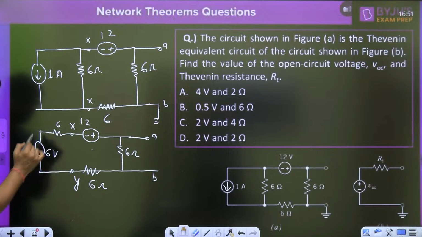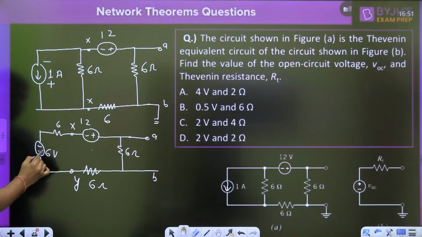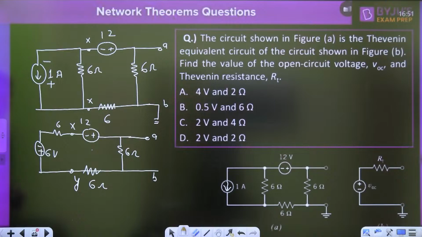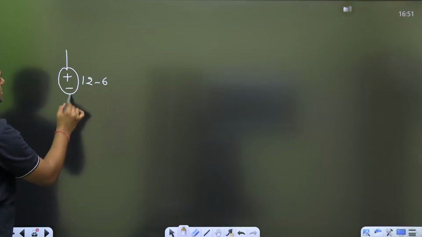Now watch this. This 6 and this 6 are in series, and watch the polarity, because it is a downward direction. So it is minus, it is plus. Remember the polarity. Now the plus 12 minus 6. Plus 12 minus 6 is what? 6 volt, and 6 and 6 in series is 12. So you can draw a voltage source, 12 minus 6, that is the 6.